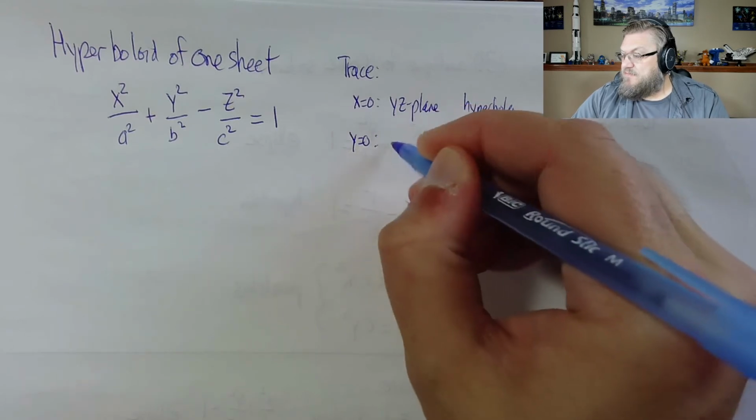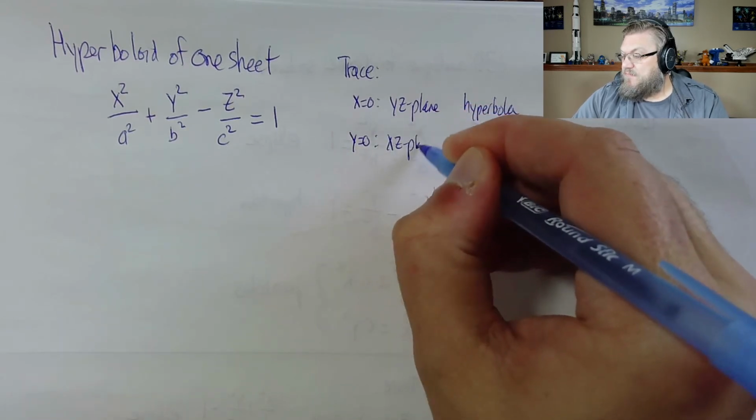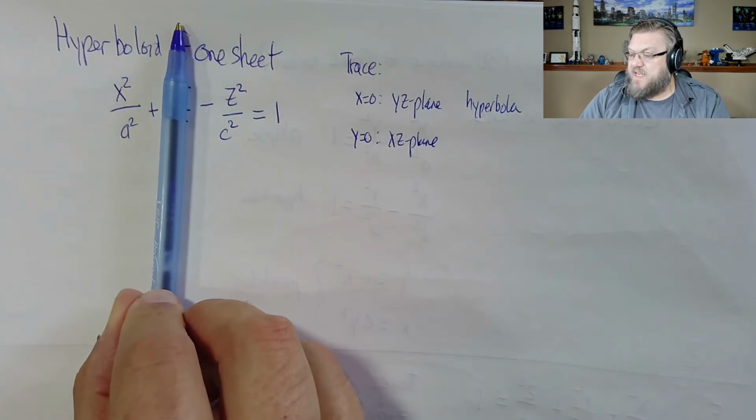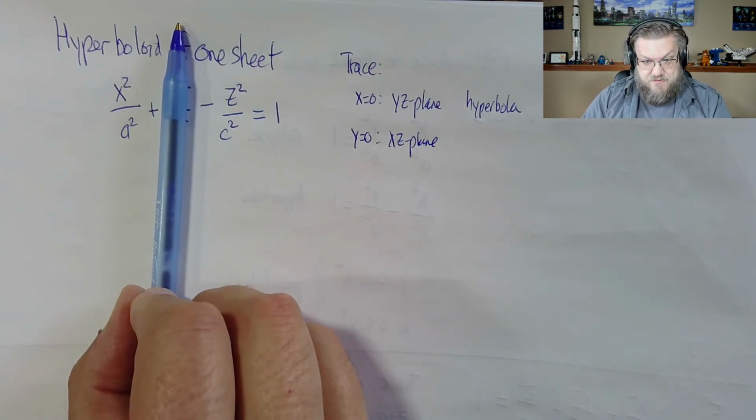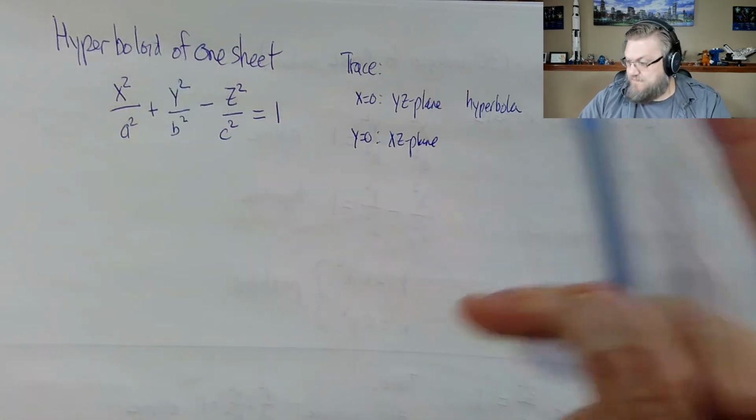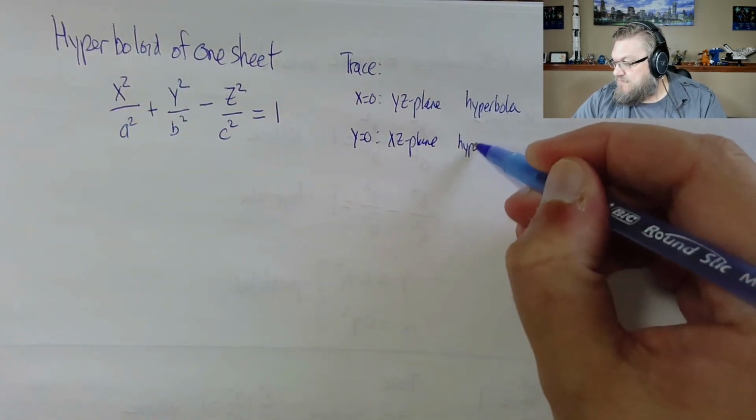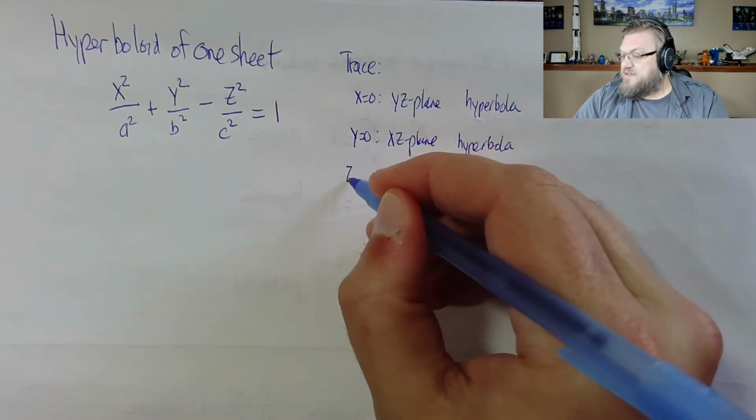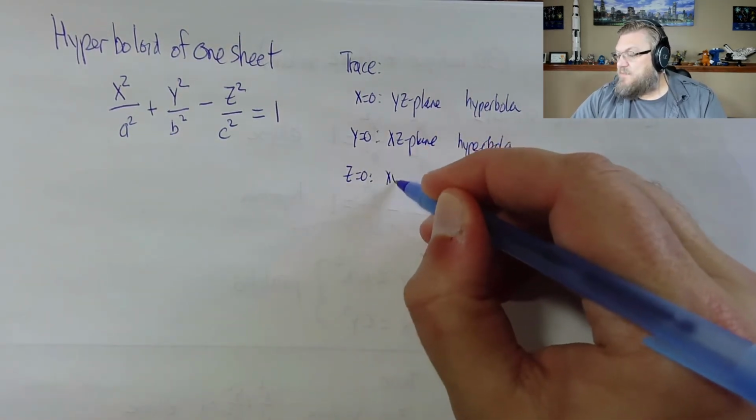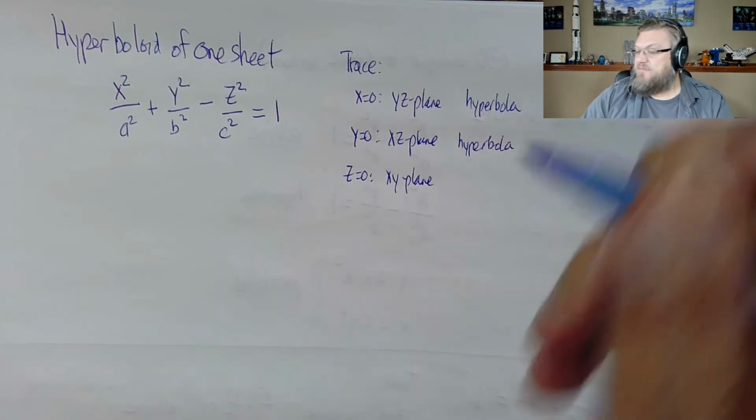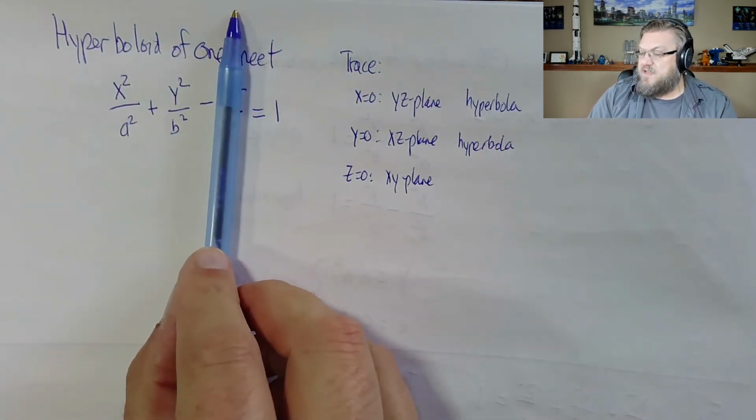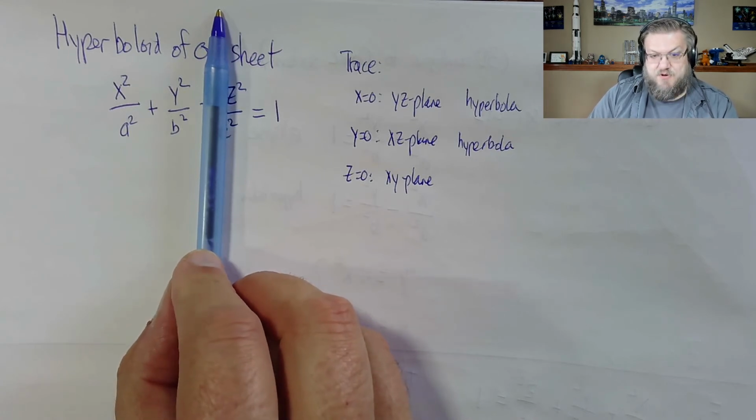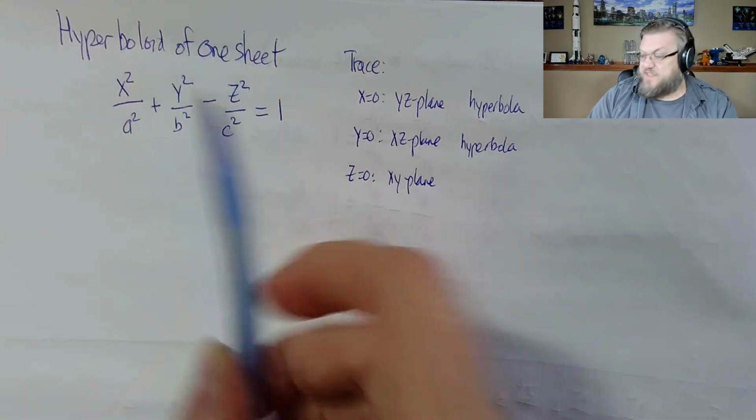Take y equals 0, the xz plane. If y is 0, that wipes out and gets me a hyperbola. X squared minus z squared equals 1. Yep, another hyperbola. Okay. And then if z is 0, I'm in the xy plane, the floor. And if z is 0, notice what sort of shape I get. I get x squared over a squared plus y squared over b squared equals 1, which is an ellipse.